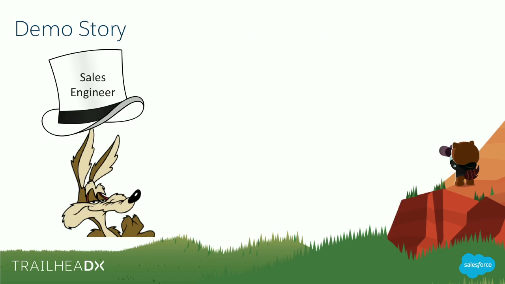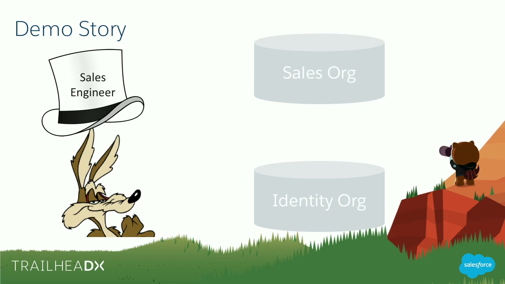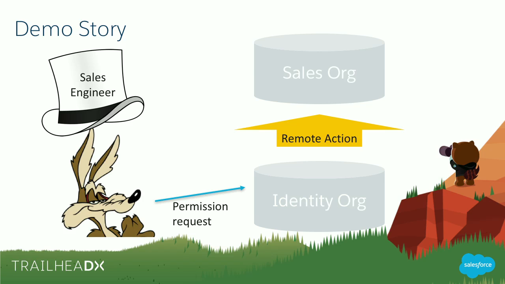So let me just describe the demo that I'm going to do for you. I'm going to have two orgs. You are Wile E. Coyote. You operate in an identity org where you're signing in, but your sales org is where your sales operations are happening. So you're going to make a permission request in the identity org that will then create a remote action into our sales org and give you an extra perm set so that you can have quotes edit as part of that request. So this is what we're going to show through.